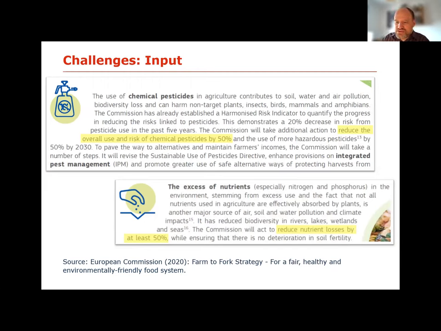So the European Commission actually demands to reduce the use of chemical pesticides by around 50% by 2030. And also we have excess application of nutrients and lots of nutrient losses towards the groundwater. And this is also to be reduced by 50%. And well, the goal is clear. Of course, these chemicals have a certain impact on the environment, and this is to be reduced as well. So on the input side towards production, there is also a demand to reduce the inputs.